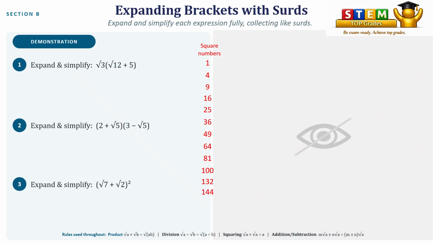Okay, now we're going to look at section B. In this case, we're going to be expanding brackets with surds. Let us see how that works. So in our first example, we are multiplying root 3 with brackets. So we're going to do the multiplication term by term. So root 3 times root 12. So let's start writing this out. Root 3 multiplied by root 12 plus 5. So root 3 times root 12, that gives you root 36.